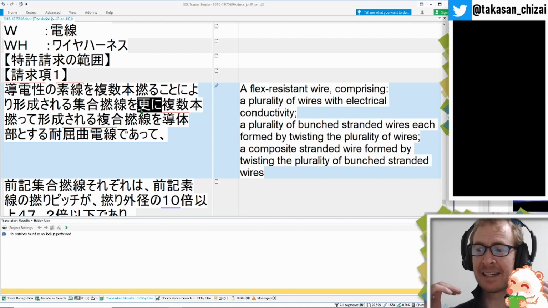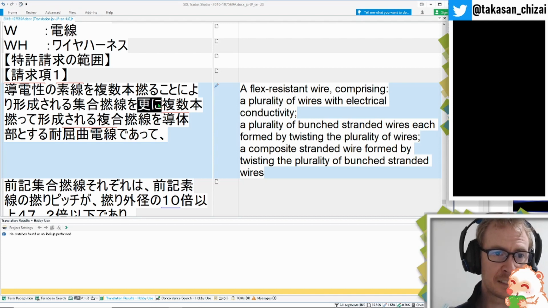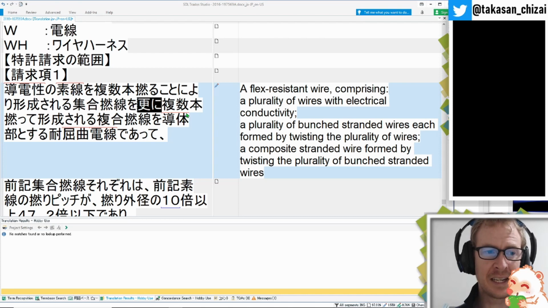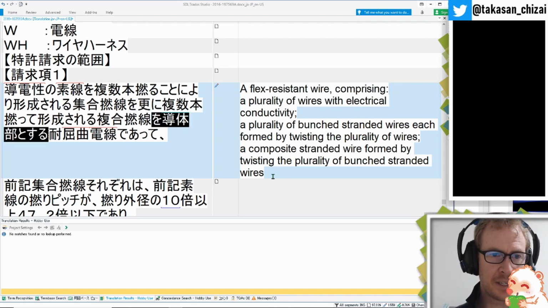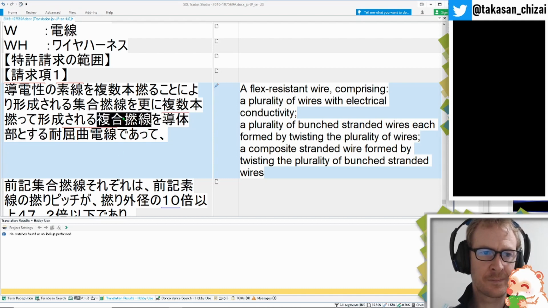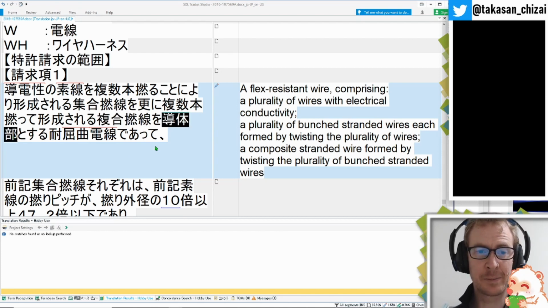Especially when you're translating elements, parts of the invention. This might be important in a method claim, but it's not important and you don't have to add it in. Right, the last part is this section here. So what this is doing is just redefining what this is. It's saying that this composite stranded wire is a conductor portion.